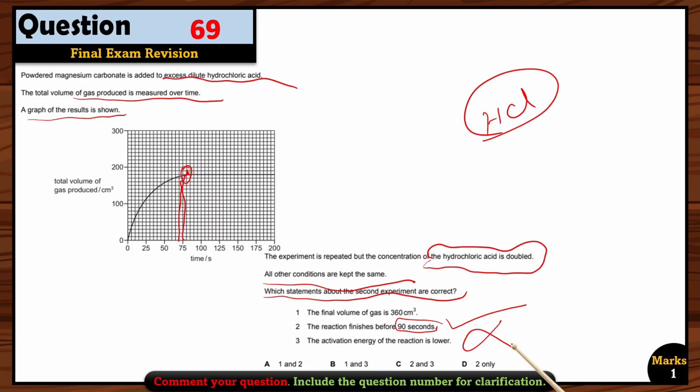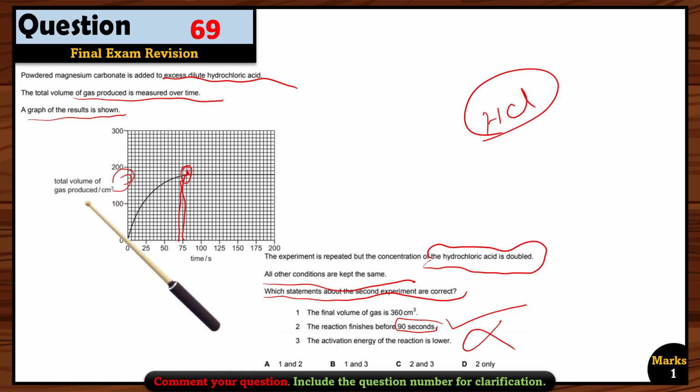That is wrong because concentration has nothing to do with the activation energy. Only a catalyst is responsible for lowering the activation energy of the reactant. So I hope these 2 points are clear. Now let's see the first option. The final volume of a gas is 360. How much is the total volume of gas we have over here? We have just here maybe less than 200, right?